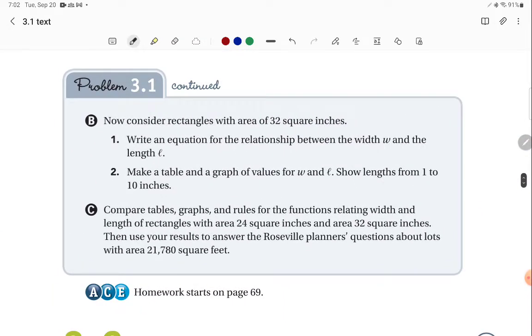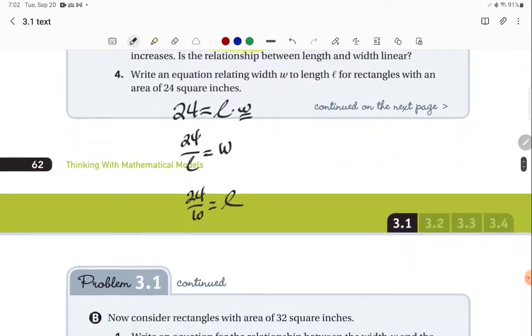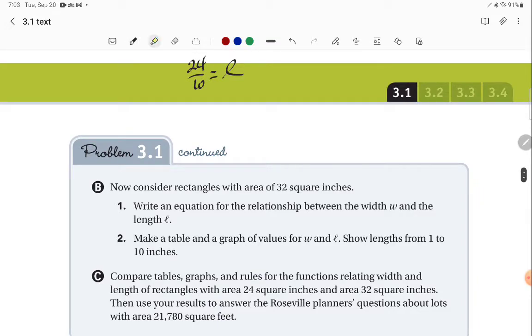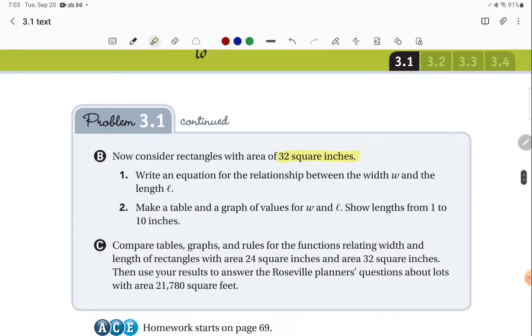Part B is having you do the exact same thing that A parts 1 and 2 did, right? Except now it says you have a plot of land, so now consider rectangles with 32 square inches, okay? 32 square inches. So write an equation for the relationship between the width and the length, and you can write it 3 different ways, just like up here. And then you're going to make a table and graph. Make a table and graph. And you're going from 1 to 10 inches for this. All right, so go ahead and do that, and then come back and see how you did.